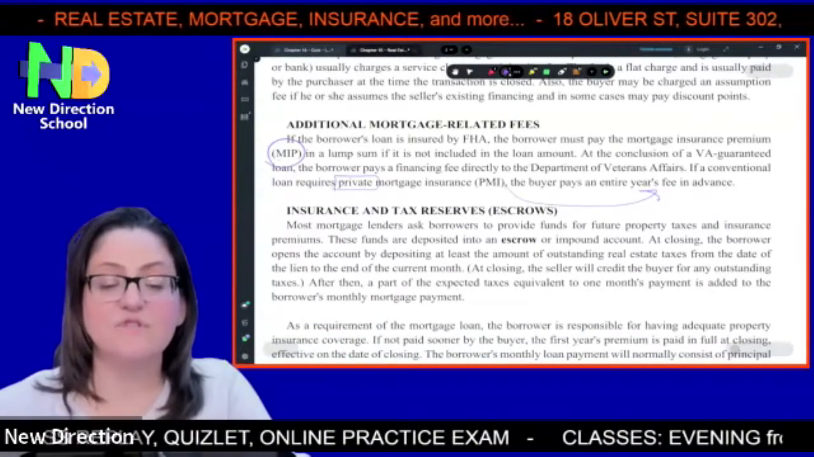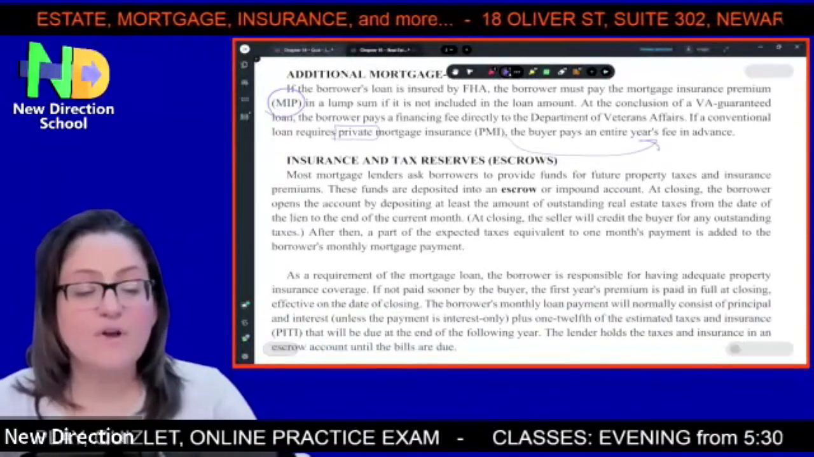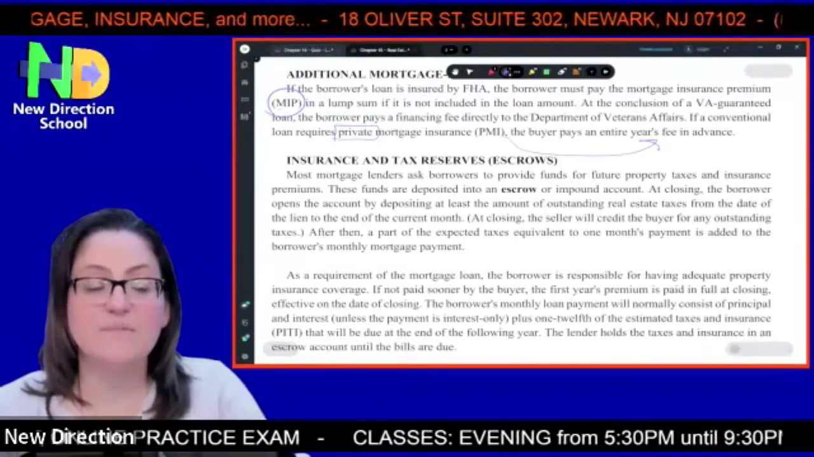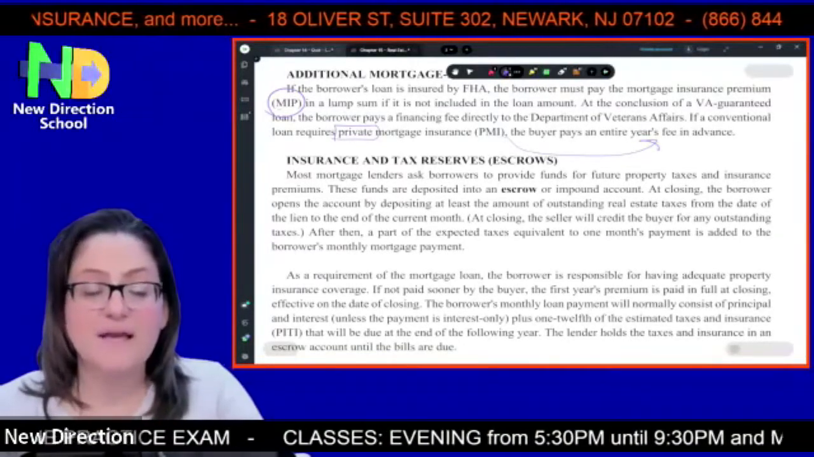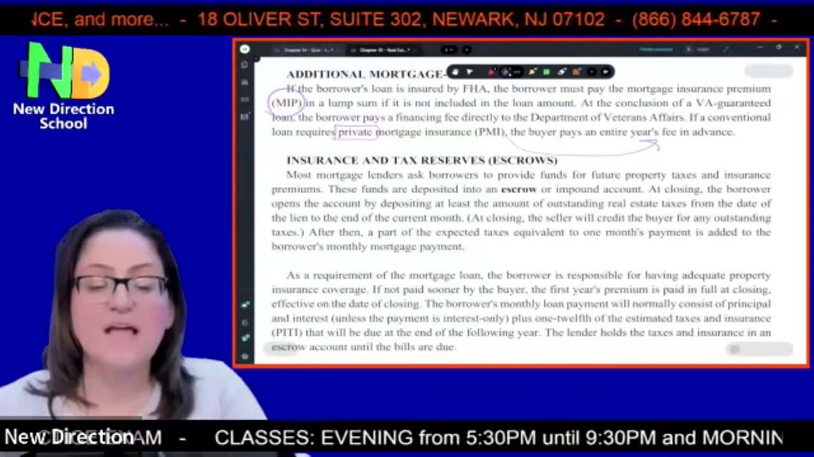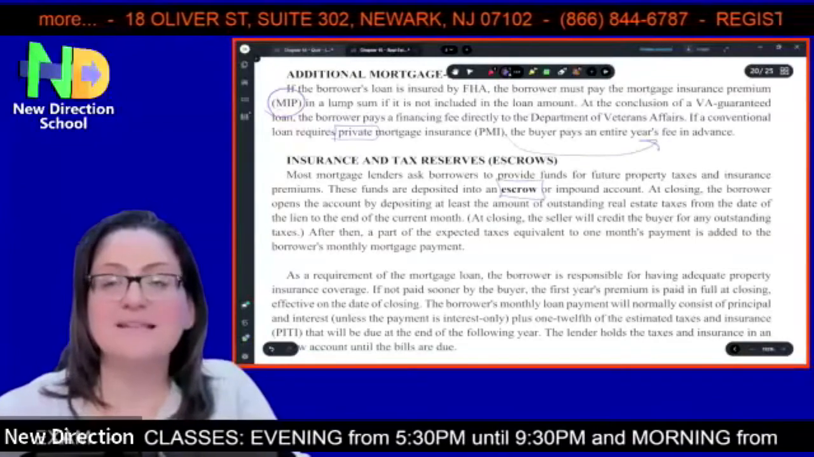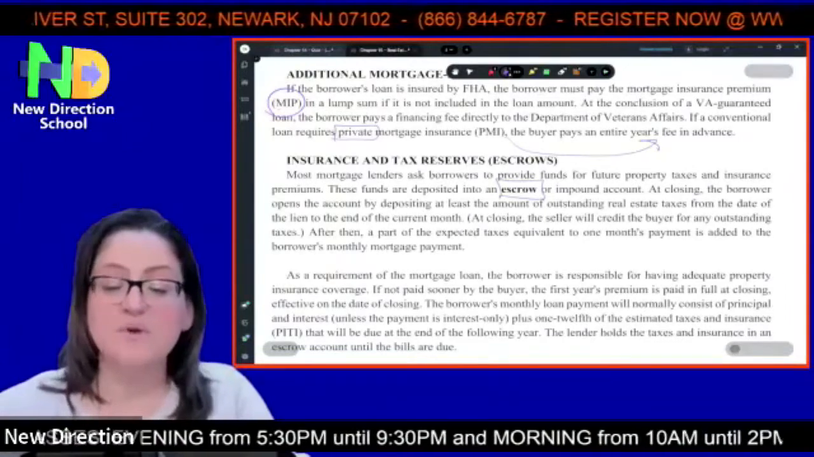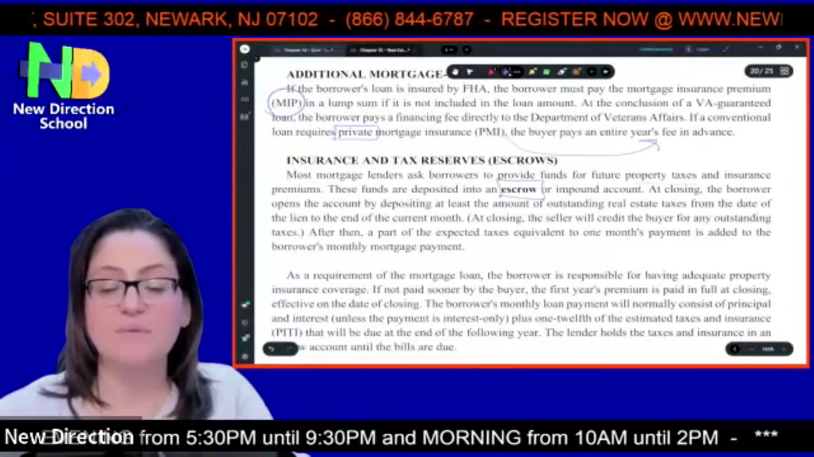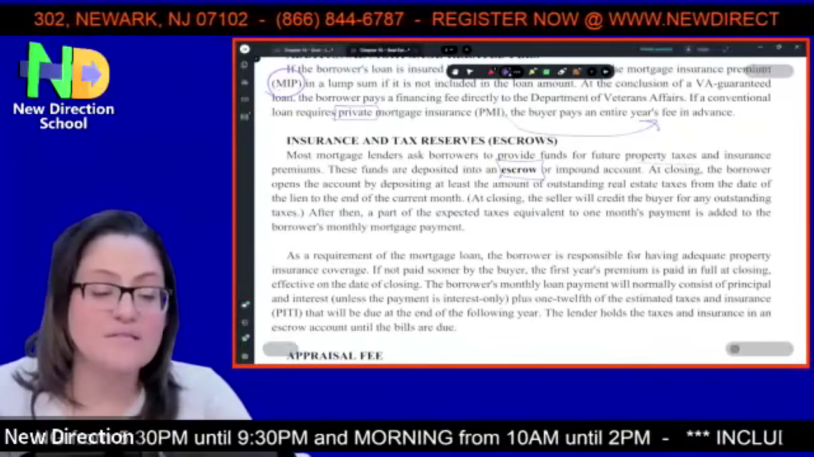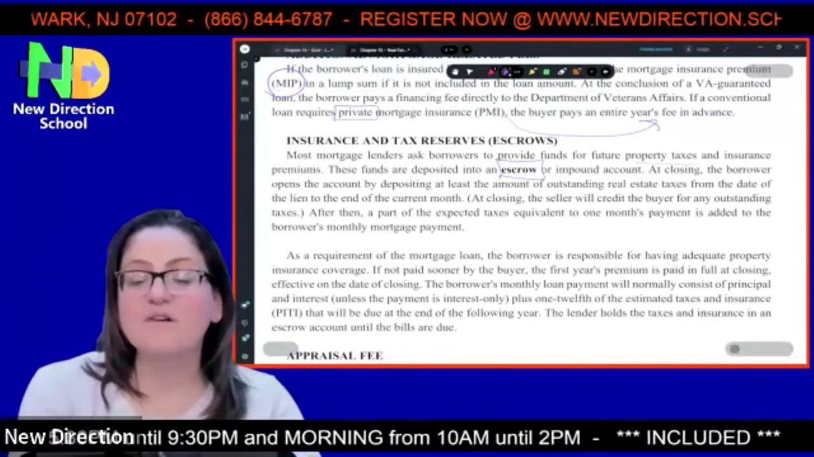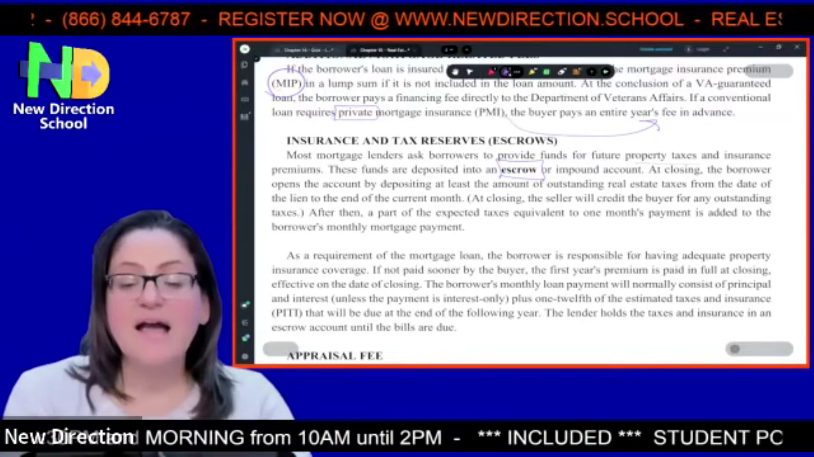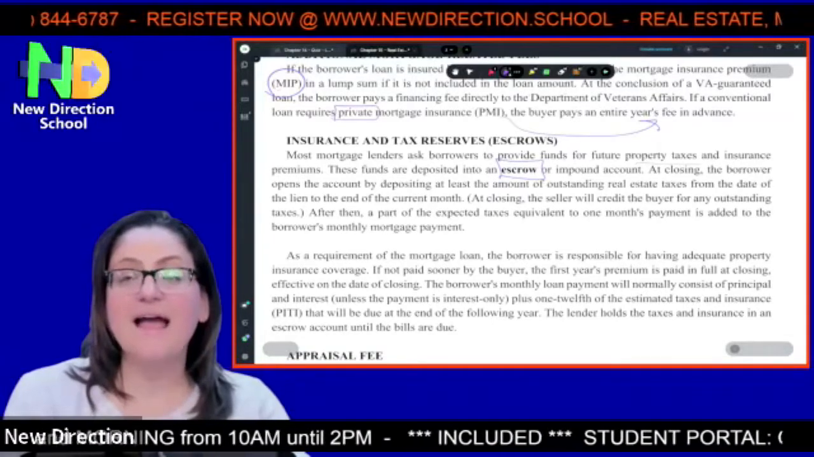Insurance and tax reserves. So we talk about escrow. Most mortgage lenders ask borrowers to provide funds for future property taxes, insurance, and premiums. We talked about this, right? PITI, P-I-T-I. These funds are deposited into an escrow account. We said that an escrow account is a type of account that is only used for one purpose. So in this case, we have property taxes, insurance, and premiums. At closing, the borrower opens the account by depositing at least the amount of outstanding real estate taxes from the date of the lien to the end of the current month. At closing, the seller will credit the buyer for any outstanding taxes.